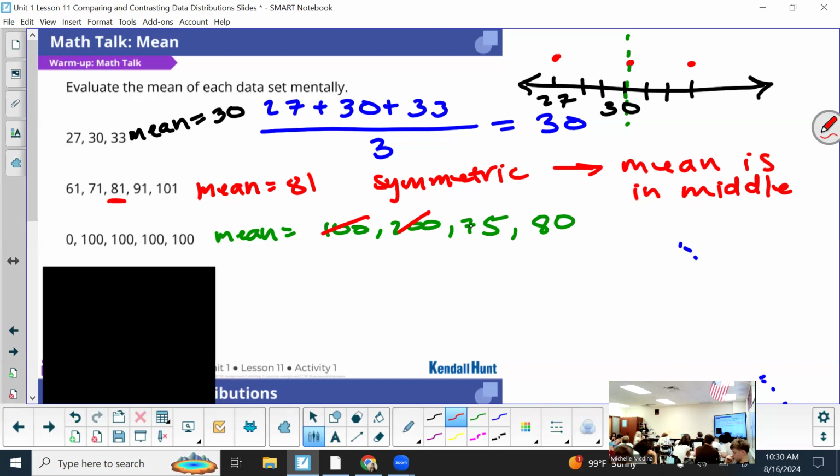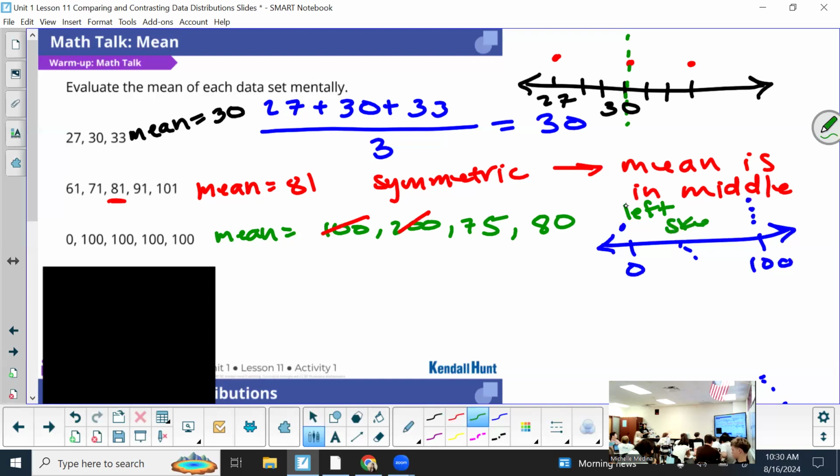Is this data symmetric? It is not. So if I were to put it on a dot plot, I'd have 0 here, 100 way over here. I have one data point at 0 and 4 at 100. How would you describe that shape? Skewed, good. That outlier, if you will, pulls the mean in that direction. So that's why we can't use what we used in the other two, that it's in the middle of your data, because it's not symmetric.